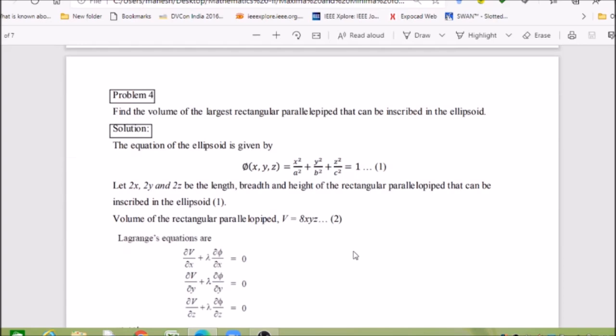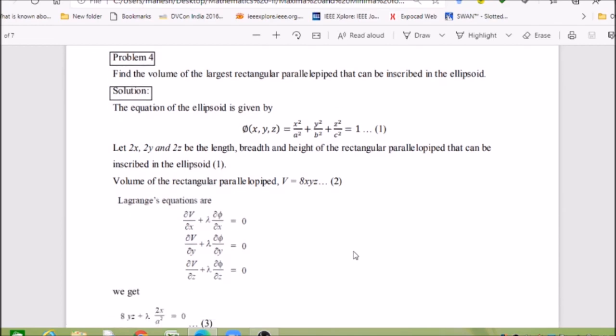Find the volume of the largest rectangular parallelepiped that can be inscribed in the ellipsoid. The equation of the ellipsoid is given by phi of x, y, z is equal to x square by a square plus y square by b square plus z square by c square equal to 1. That is equation 1. And the volume of the rectangular parallelepiped is given by V is equal to 8xyz. Here the length, breadth and height of the rectangular parallelepiped are considered to be 2x, 2y and 2z respectively.